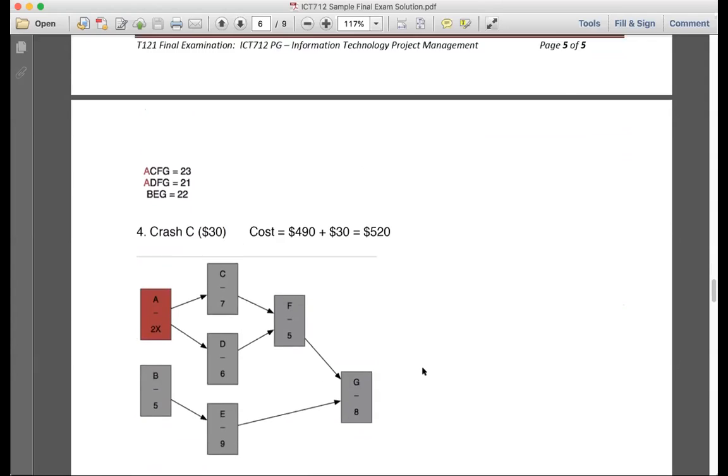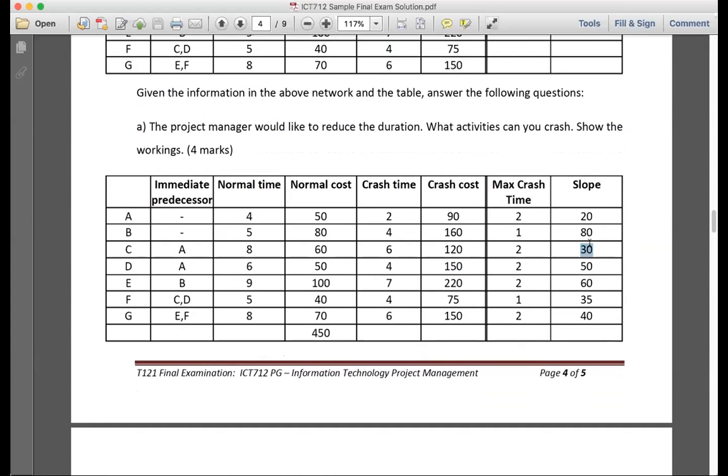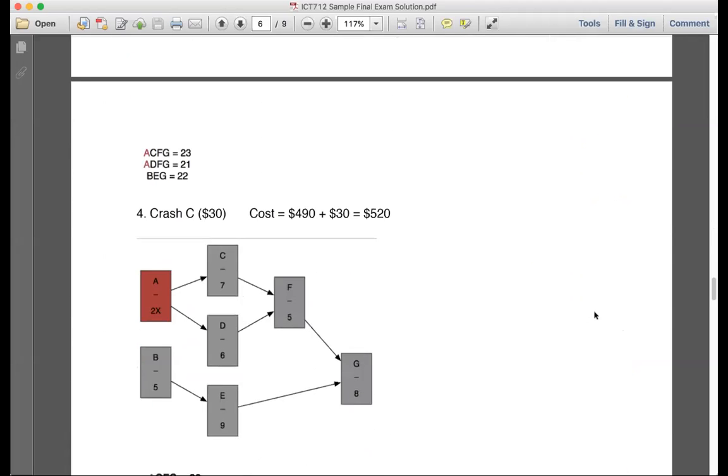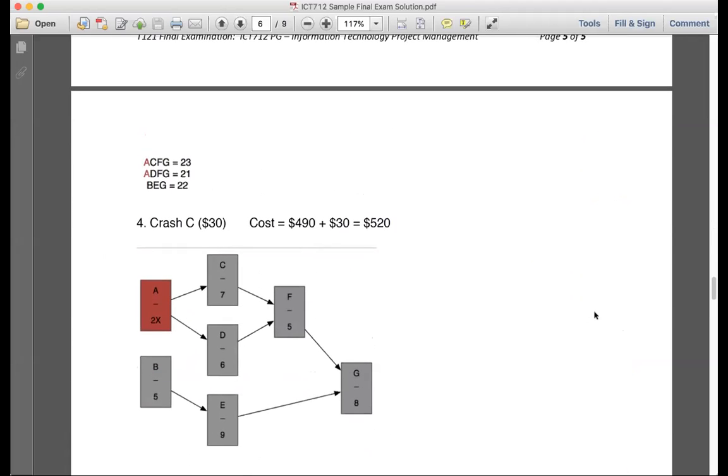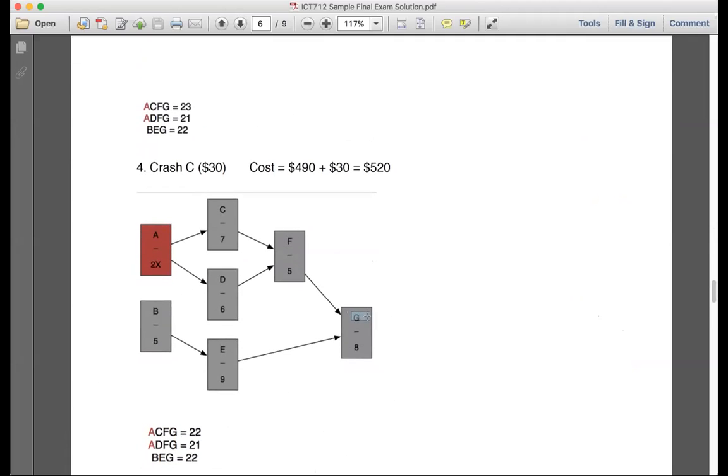If you're going to do it separately, you say, all right, I'm going to do, I don't know, C by itself, and then I'll do G. Well, C and G will cost you 70. But if you do G by itself, it's only going to cost you 40. And G is already on both passes. So what I'm going to do is crash G, which is going to cost me $40. So 520 plus 40 equal how much?